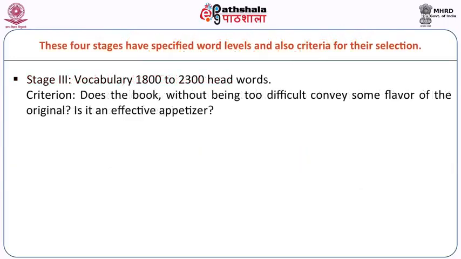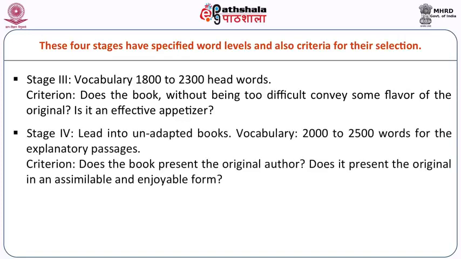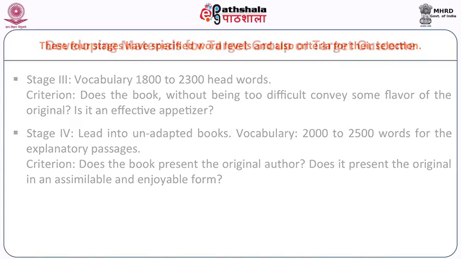Stage 3, vocabulary 1800 to 2300 head words. And does the book, without being too difficult, convey some flavor of the original? Is it an effective appetizer? Stage 4, lead into an unadapted book. Vocabulary 2000 to 2500 words for the explanatory passages. Does the book present the original author? Does it present the original in an assimilable and enjoyable form? So that is to be judged.